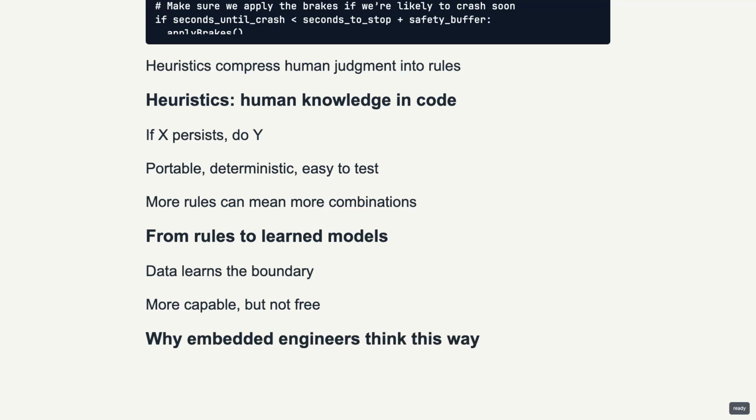Embedded work forces every decision through the limits of the hardware. The engineer has to translate a real requirement into deterministic behavior, then choose the simplest implementation that still meets the safety and reliability target.